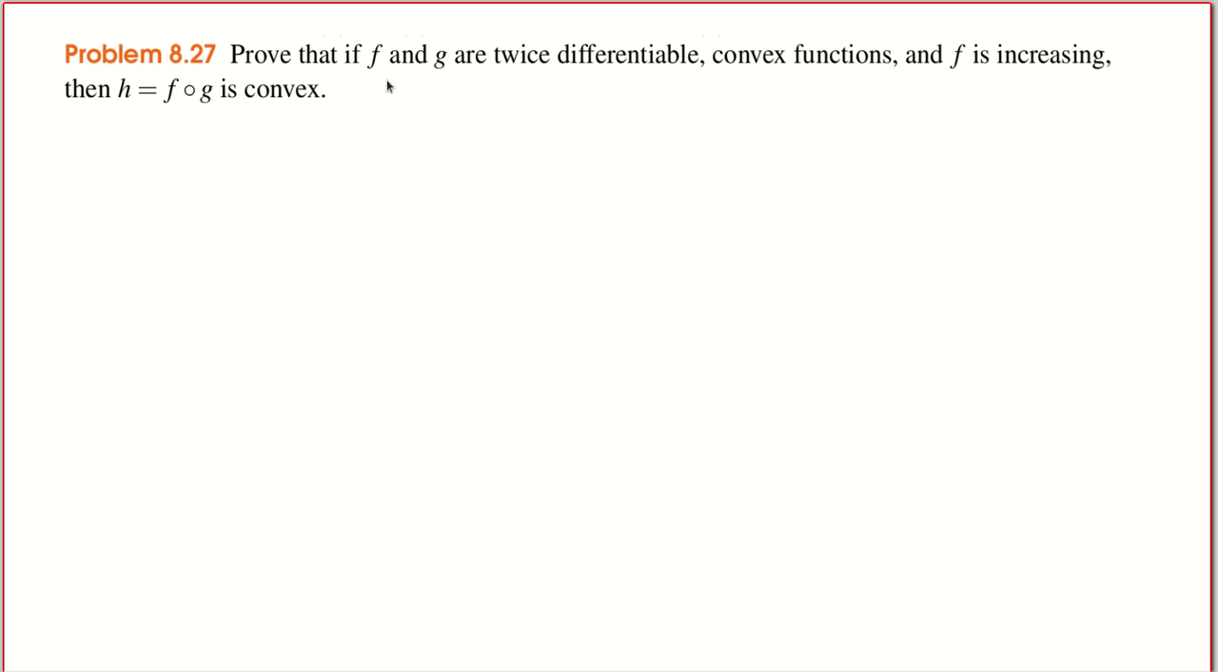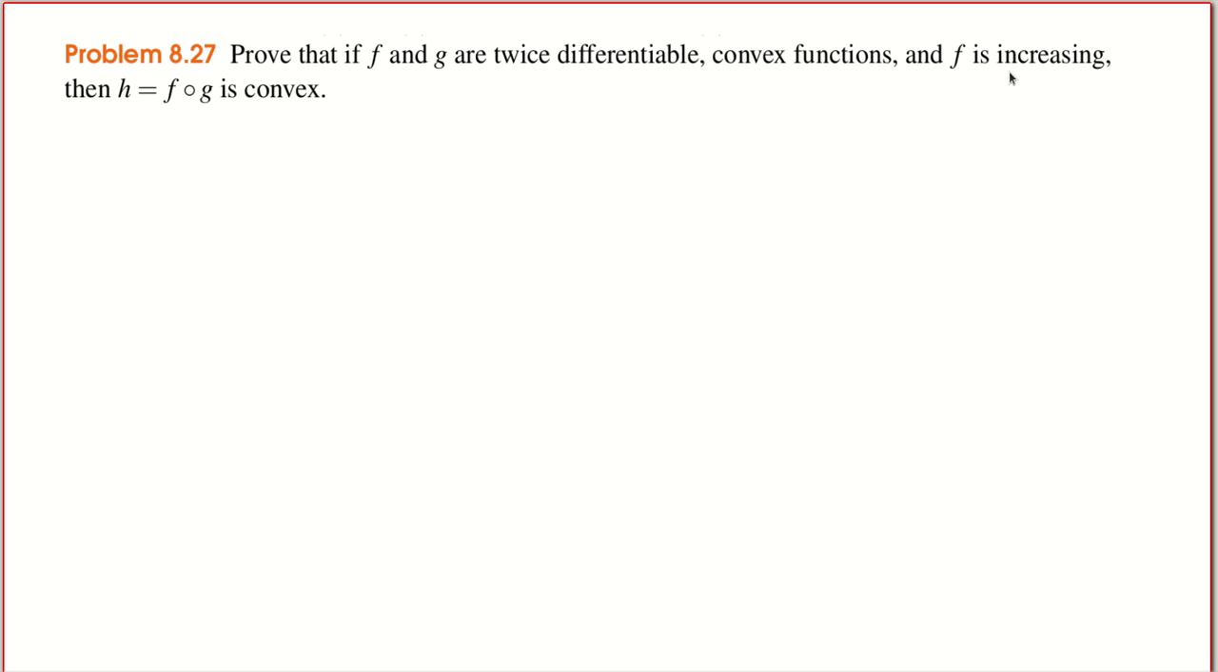In this problem, we have two functions which are twice differentiable and they are both convex. And f is an increasing function on top of that. And then we have another function h, which is the composition of these two. We have to prove that this composition under these conditions is convex.